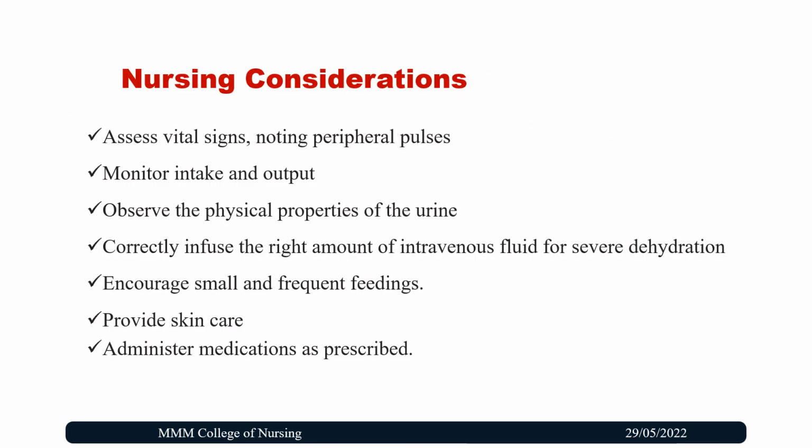Finally, moving on to nursing considerations: assess the vital signs, preferably noting the peripheral pulses, and monitor the intake and output chart and maintain the I/O chart. Observe the physical properties of the urine. Correctly infuse the right amount of intravenous fluid for severe dehydration. Encourage small and frequent feeding for children and provide skin care.